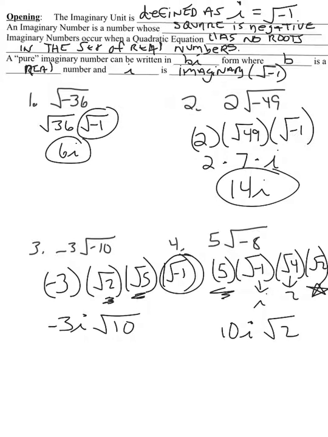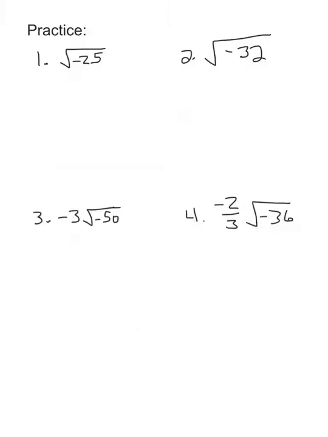All right, let's keep moving on. All right, so we're off and rolling here. So basically, the negative square root of 25 is this.